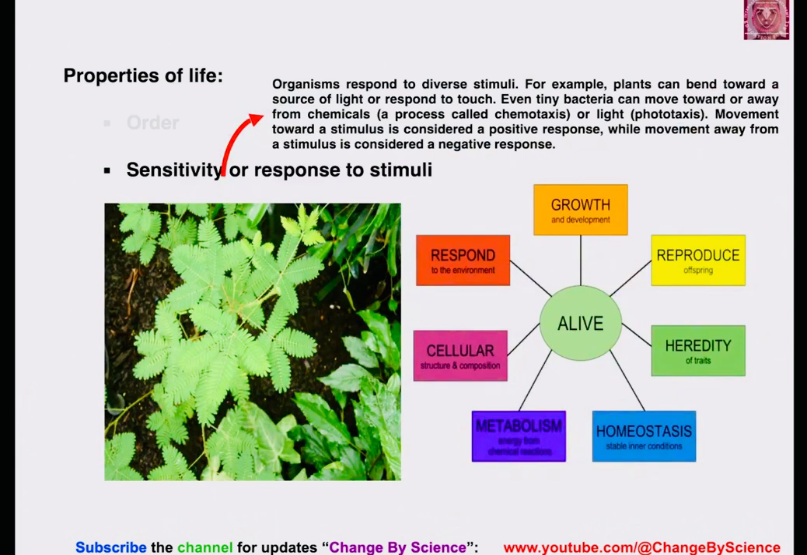Now, properties of life. The second property is sensitivity, or response to stimuli. Organisms respond to diverse stimuli. For example, plants can bend toward a source of light or respond to touch. Even tiny bacteria can move toward or away from chemicals, a process called chemotaxis, or light, called phototaxis. Movement toward a stimulus is considered a positive response, while movement away from the stimulus is considered a negative response.